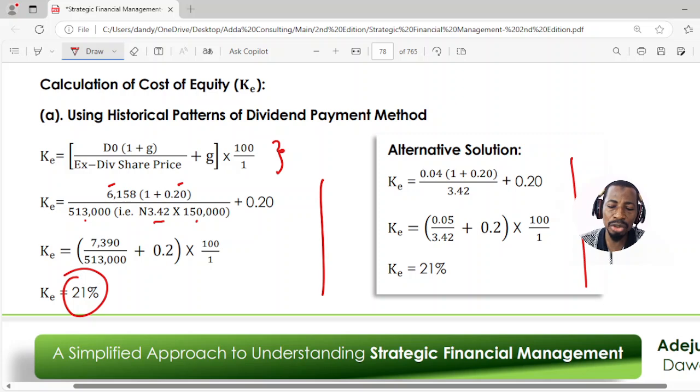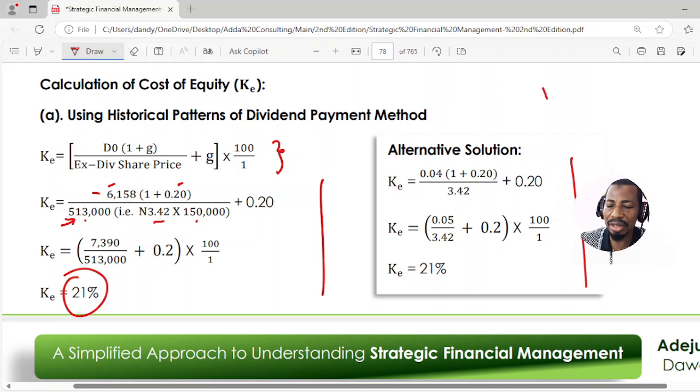If I now want to use par value instead of the absolute number: my dividend is in absolute figure and the market value, the denominator, is also in absolute figure. Because my ex-div share price of 3.42 is in par value, I need to convert my dividend to dividend per share. The dividend given in the question is an absolute number, 6,158 naira.